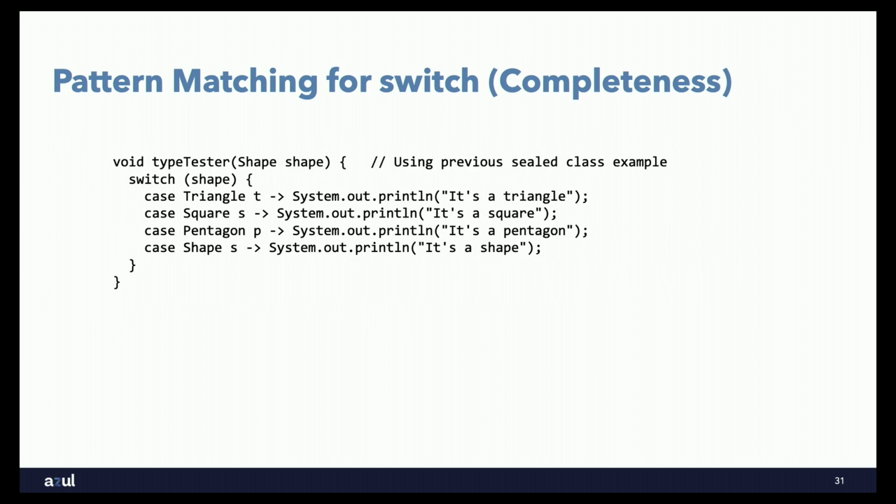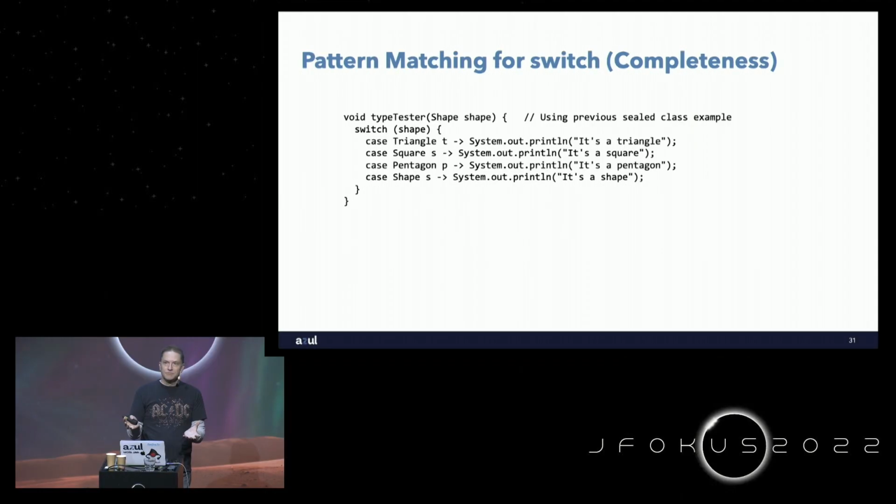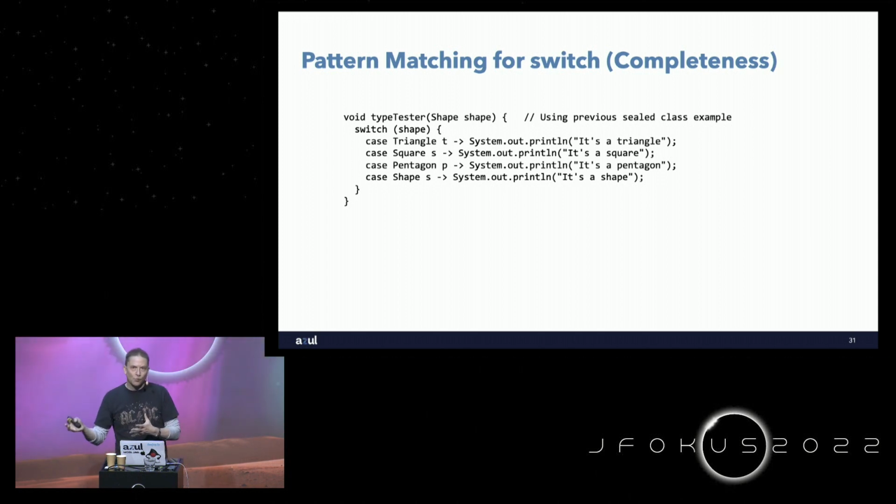That doesn't mean you do need a default case. In the case of using our sealed classes, we could take the example we had before of our shape, and say, let's pass in a shape to our type tester, and now we'll have a switch statement on that, and we'll deal with the case of triangle, case of square, case of pentagon, and the case of shape. But we know that that's a sealed class, so we have covered all possible eventualities in terms of a shape. There are no other classes that could exist that would deal with that.